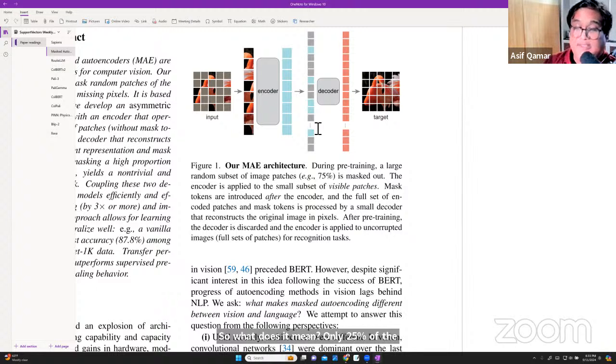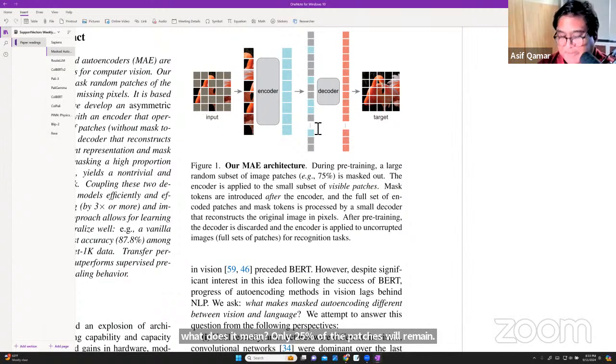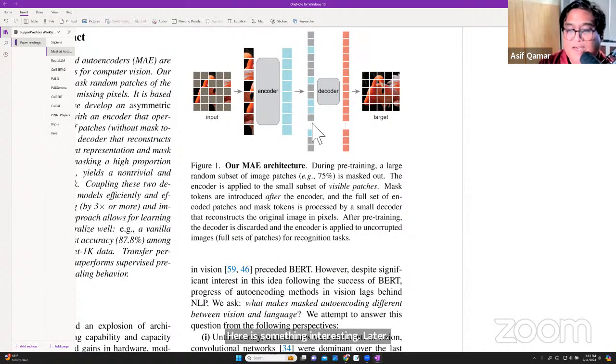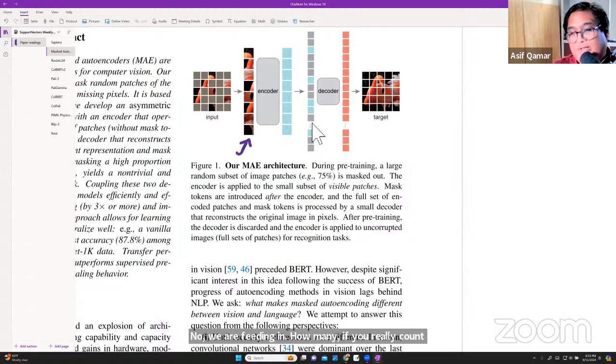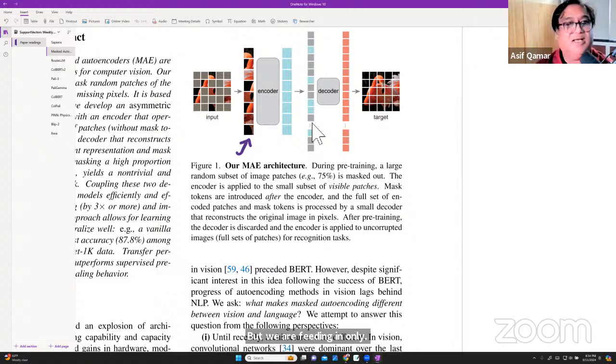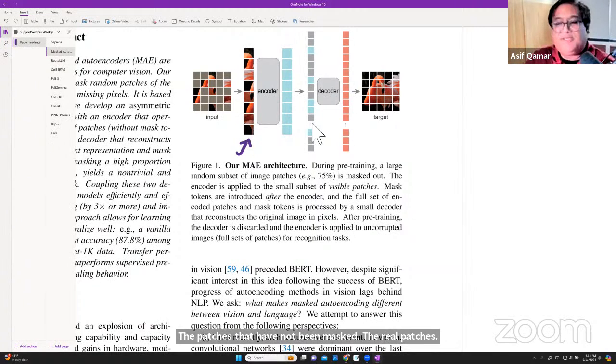Here is something interesting we do, and I think this picture will convey the whole of it. Are we feeding all the patches here to the encoder? No. If you count here, there are 25 patches, but we are feeding in only 8 patches. The patches that have not been masked, the real patches, you feed to the encoder. What will the encoder do? It will give you contextualized patch vectors.